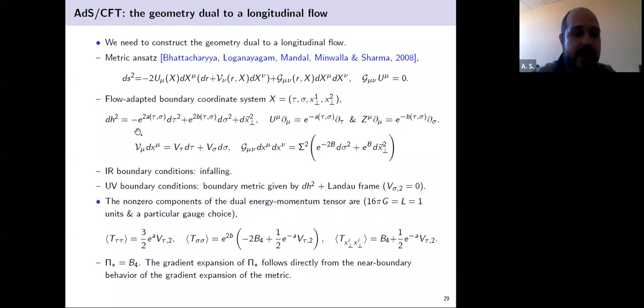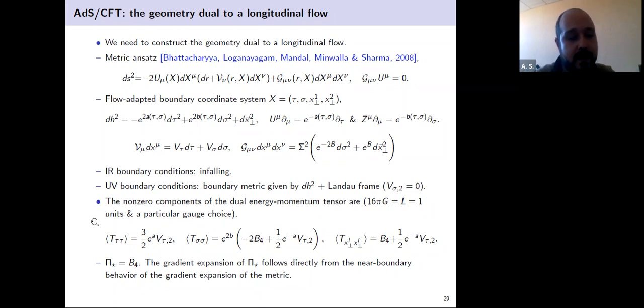This boundary coordinate system is such that the Minkowski metric takes this form with a fluid velocity, which is proportional to partial tau, where tau is our time-like coordinate, and an orthonormal spatial vector to the fluid velocity, which is proportional to partial sigma, where sigma is our spatial coordinate in the longitudinal plane. Then these two are transverse coordinates, and they're going to play no role in our construction. We are going to consider infalling boundary conditions in the infrared, as usual. And as for the ultraviolet boundary conditions, we are just going to demand that the boundary metric takes this form, and that we are in a null frame, which ultimately amounts to demanding that a specific term in a near boundary expansion of this component of this covector field has to be zero.